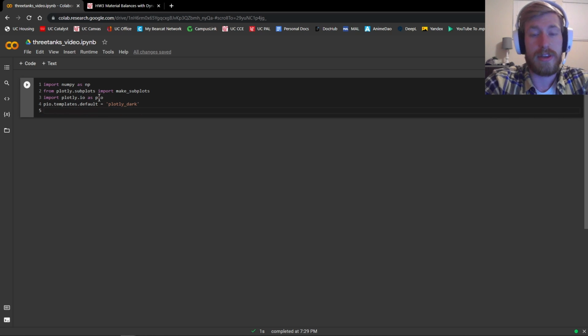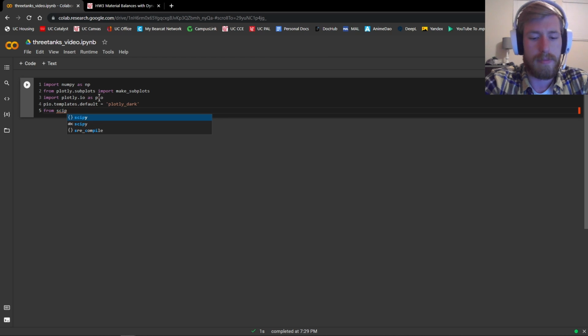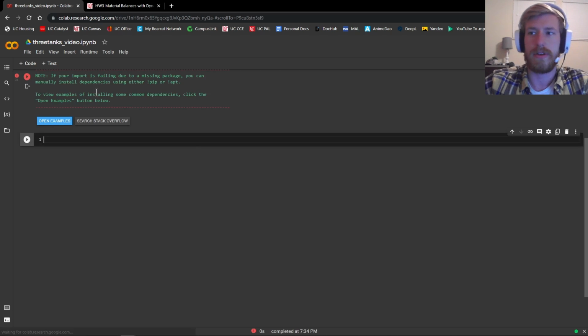And then finally, we're going to import the function that's going to be helping us turn those differential equations into a straightforward equation of height in terms of time, which is going to be from scipy.optimize, we're going to import solve_ivp. So that's all we're going to need.